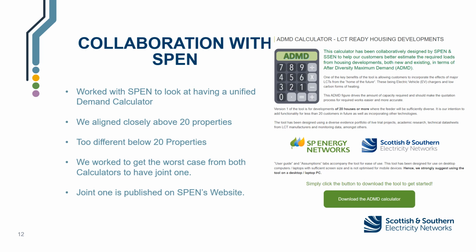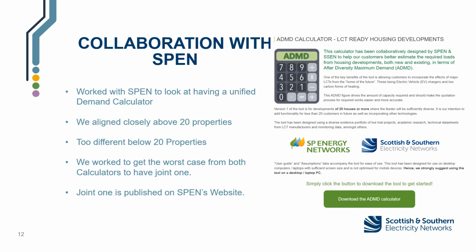Below 20 properties, however, this was going to take a lot more work to get anywhere close to being more aligned. And for ourselves, it would have meant changing how we do our network models, because we felt that it was important that it went through from initial design stage right the way through our network models and then out the other end to your quote.